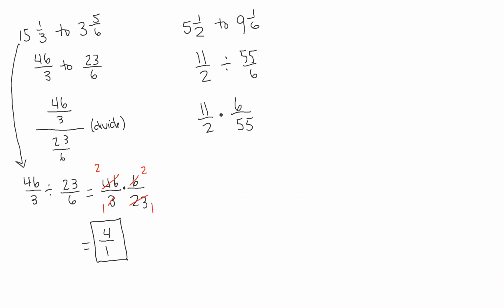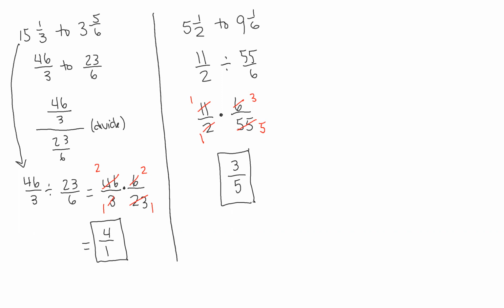Now we want to cancel common factors top to bottom. 2 and 6 have a 2 in common. 2 into itself is 1. 2 into 6 is 3. 11 and 55 have an 11 in common. 11 into itself is 1. 11 into 55 is 5. Multiply across, I get 1 times 3 over 1 times 5. My final answer is 3/5. So you start out with something crazy, 5.5 to 9 and 1/6, but it really just simplifies to 3/5.